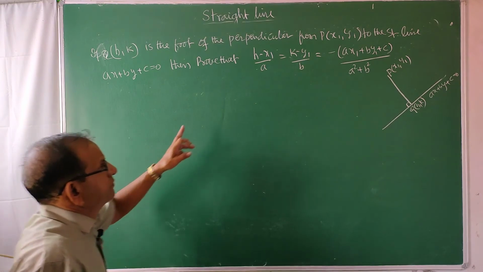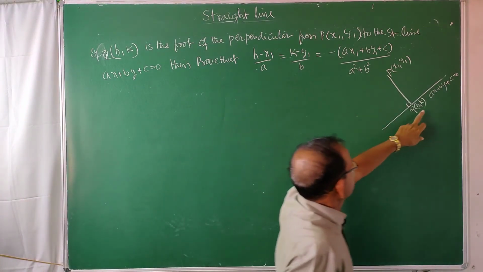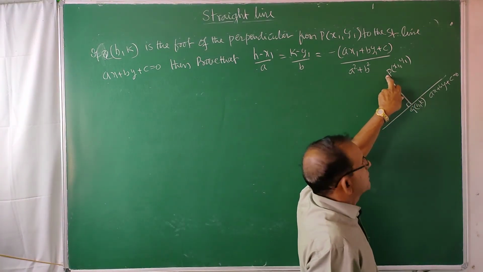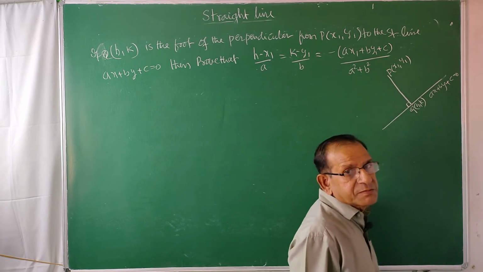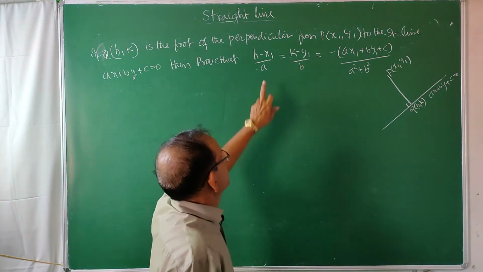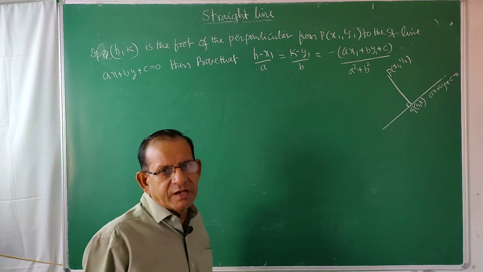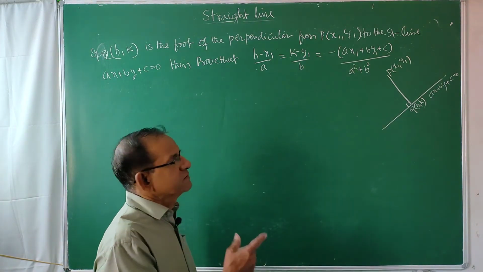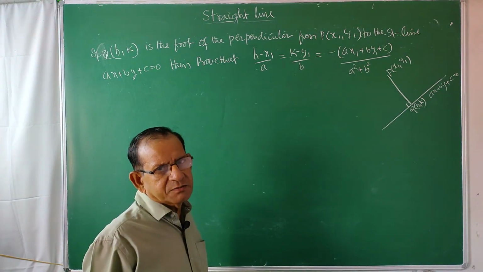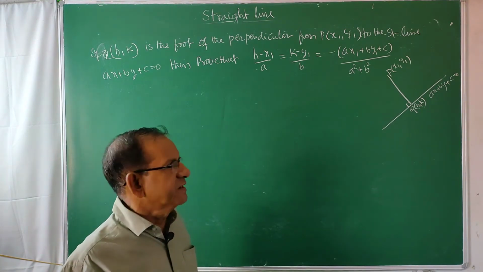Here, H, K is the foot of the perpendicular drawn from x1, y1 to this line ax plus by plus c is equal to 0. We have to prove this result: h minus x1 by a is equal to k minus y1 by b is equal to minus of (a x1 plus b y1 plus c) by (a square plus b square).